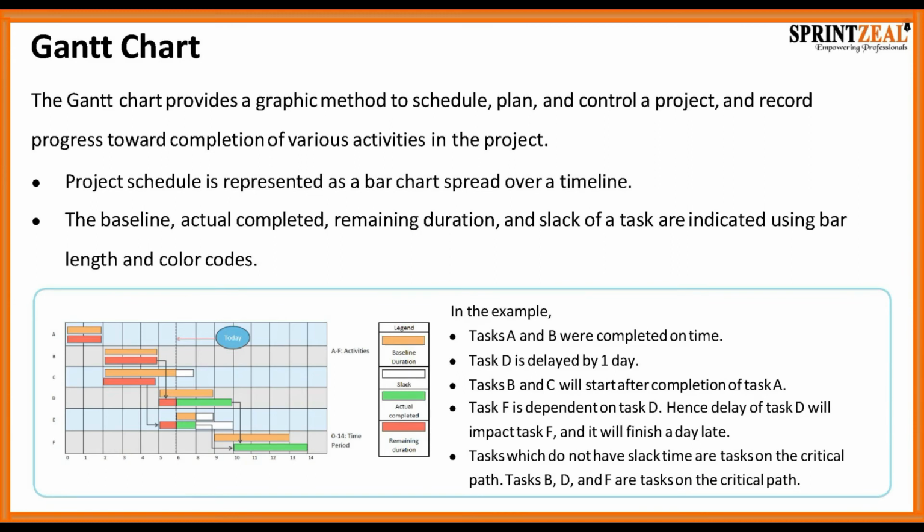Now in this particular example, tasks A and B were completed on time. Task D is delayed by 1 day. And tasks B and C will start after completion of task A. Task F is dependent on task D, hence the delay of task D will impact task F, and it will finish a day late. And then the tasks which do not have slack time, or tasks on the critical path, which are tasks B, D, and F, are tasks within the critical path on this Gantt chart.